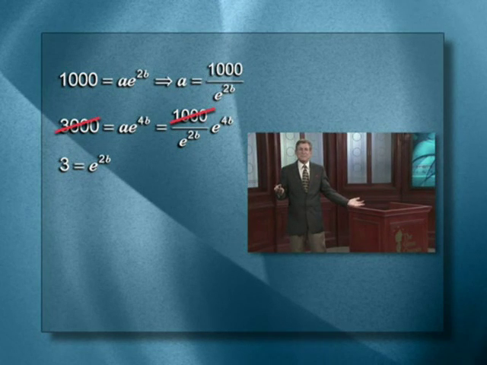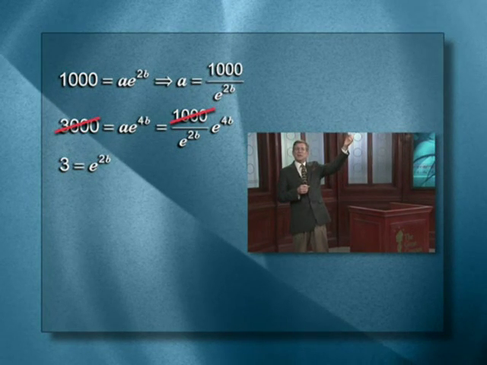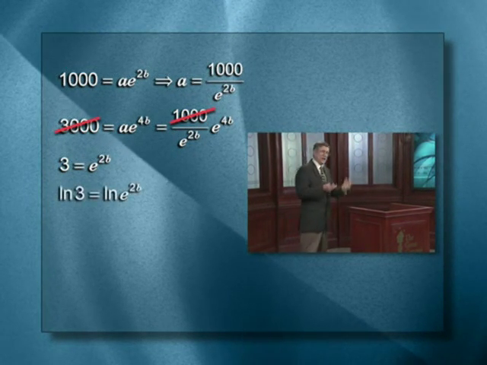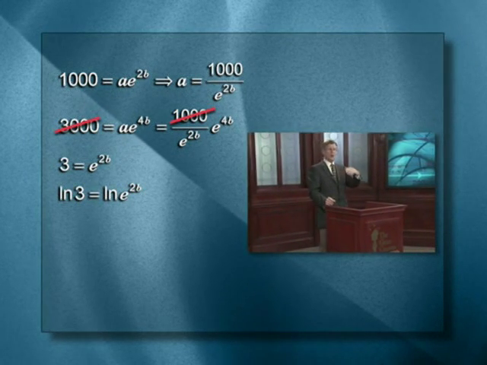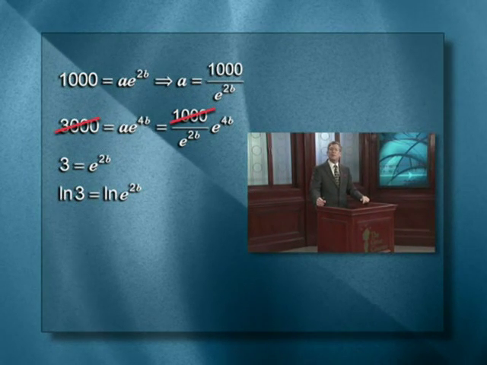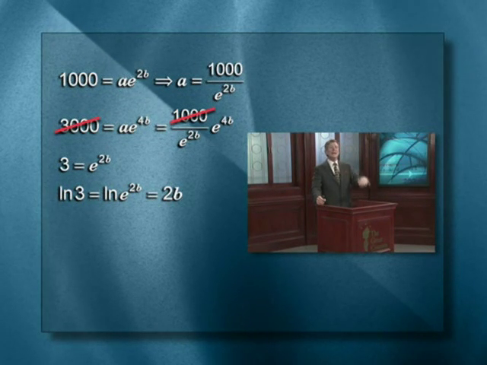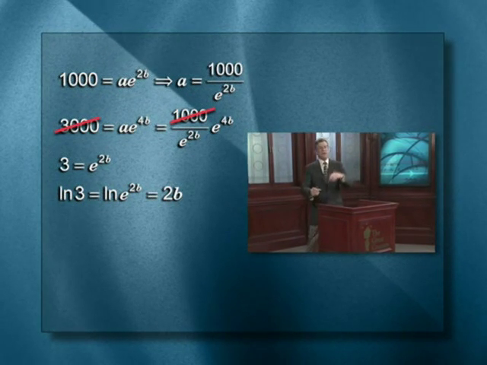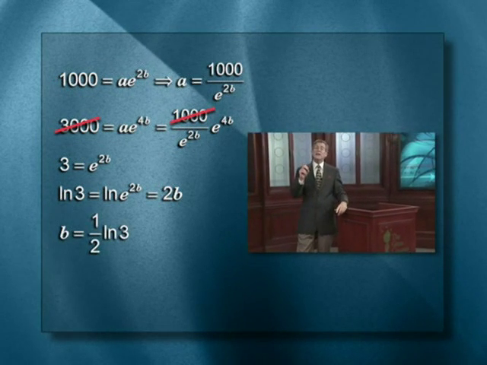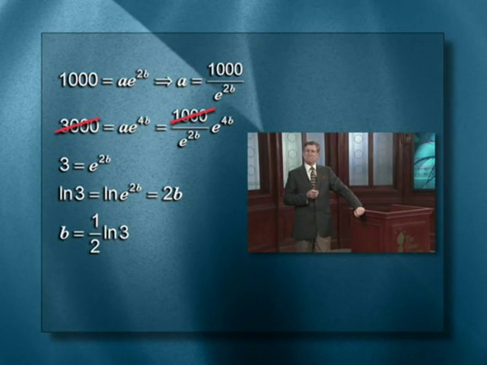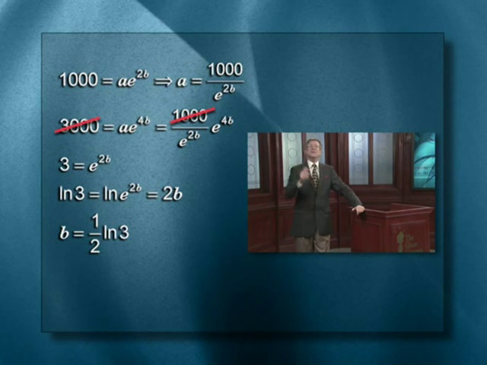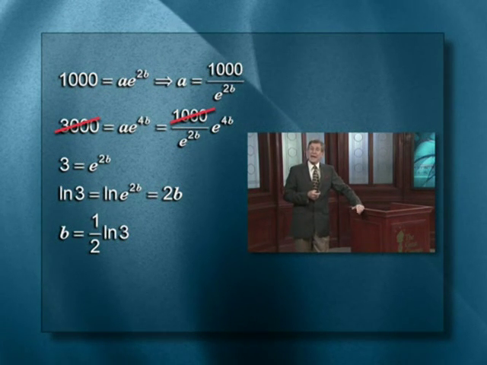What's b? It's hiding up there as an exponent. Bring it down to earth. Take logs of both sides. The log of 3 would be the log of e to the 2b. By the inverse properties, that's equal to 2b. Divide by 2, and we have the value of b. It's 1/2 log 3. Good. We got one of the 2 constants. What about a?